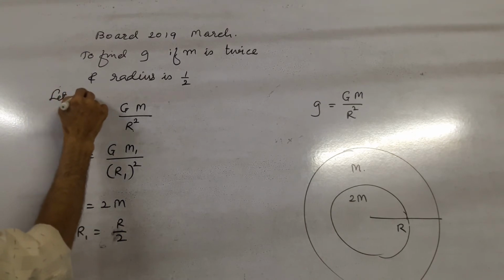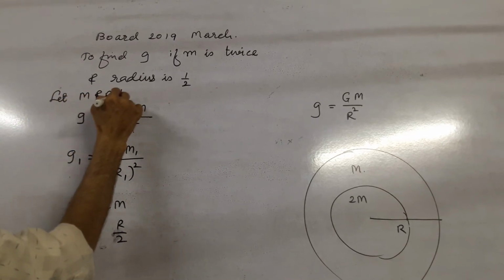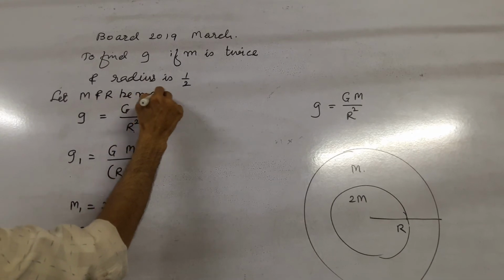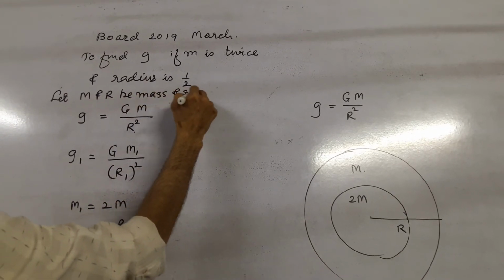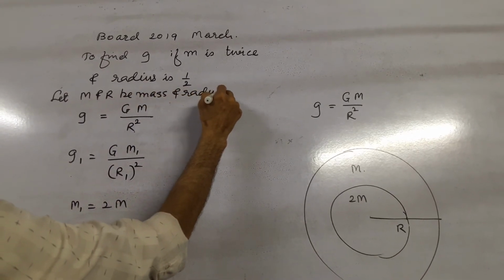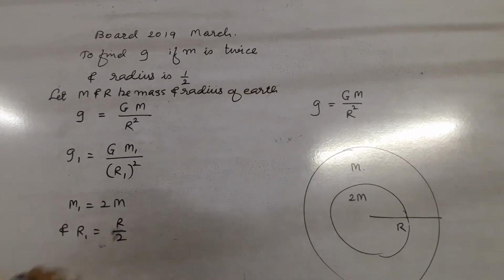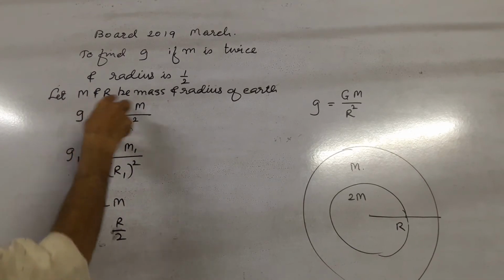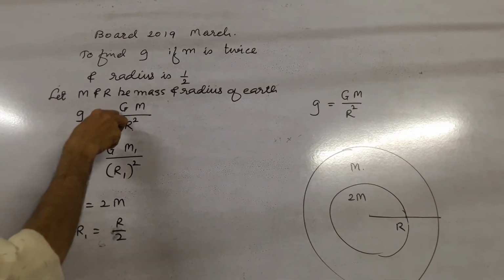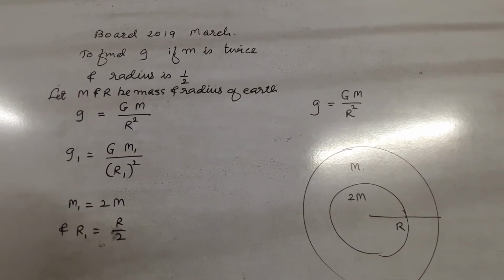Let M and R be the mass and radius of the Earth. So we know that M and R are the mass and radius, then g is equal to GM upon R square. This is a formula.